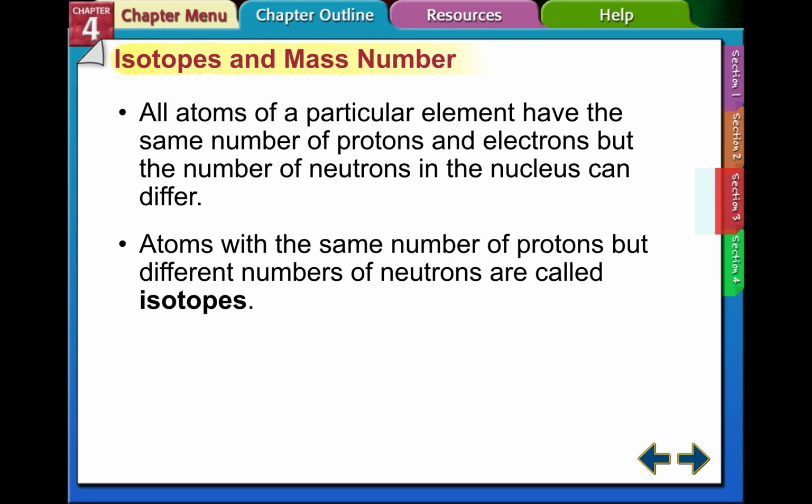So all atoms of a particular element have the same number of protons and electrons, but the number of neutrons can be different. And so atoms that are the same element, which means again they have the same number of protons, but they have a different number of neutrons, are called isotopes.